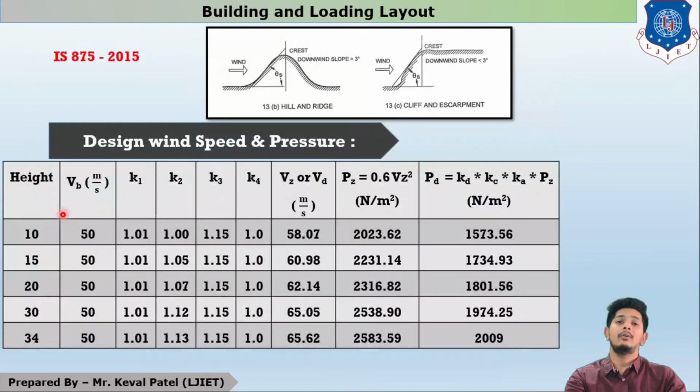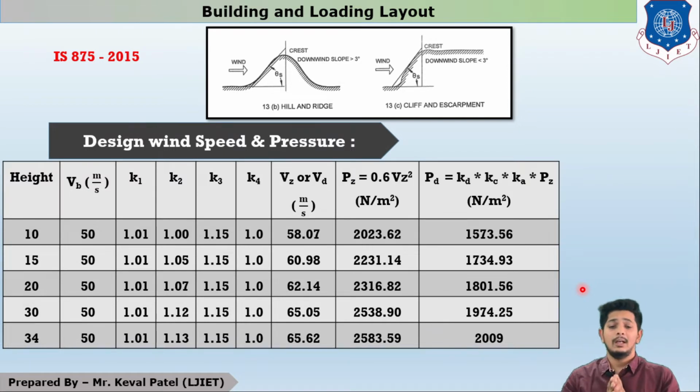After that, we found one table. In this table, the values are tabulated for Vz, then Pz and Pd. These three are the most important factors of this problem. So let us have a brief. At 10 meter height Pd was 1573.56, at 15 meter height 1734.93, at 20 meter height 1801.56, at 30 meter height 1974.25, and at 34 meter height it was 2009 Newton per meter square.